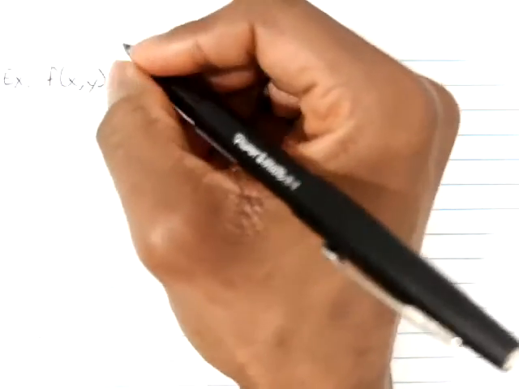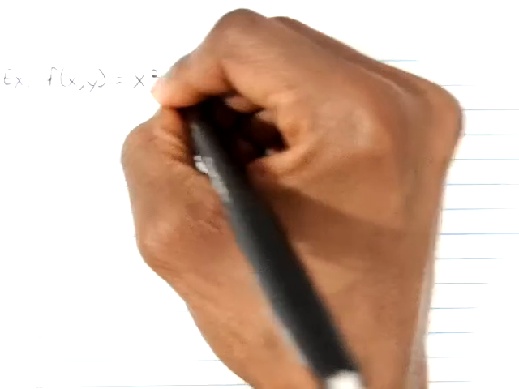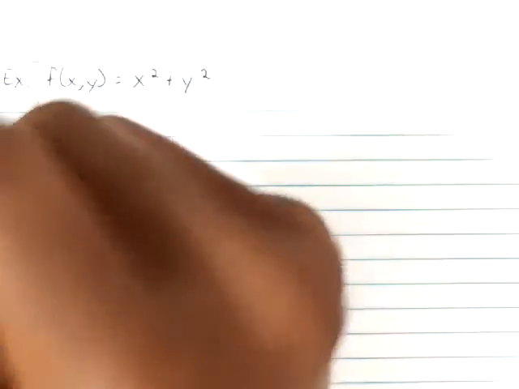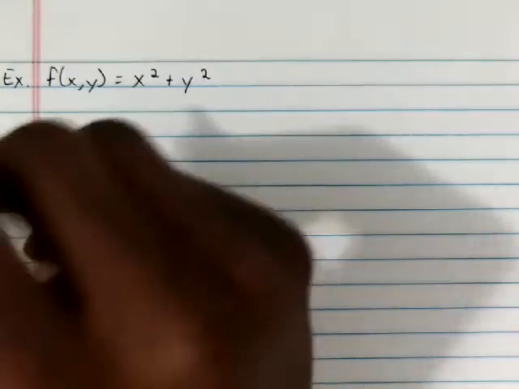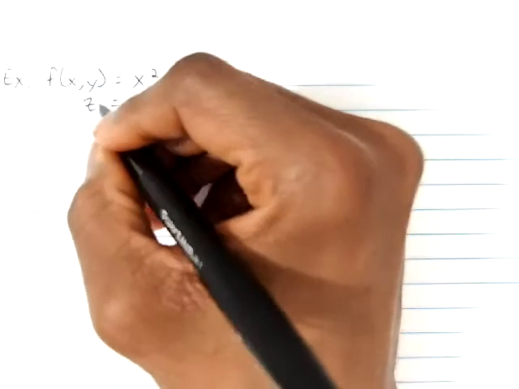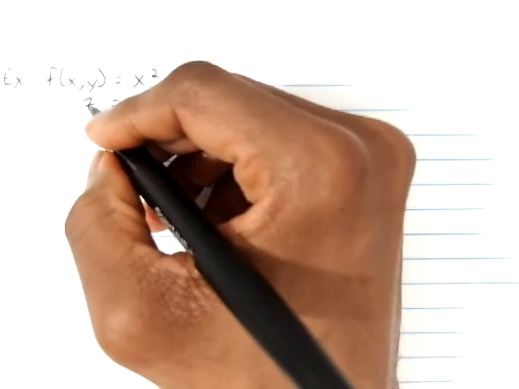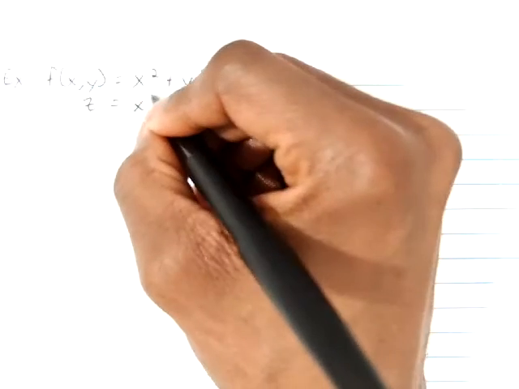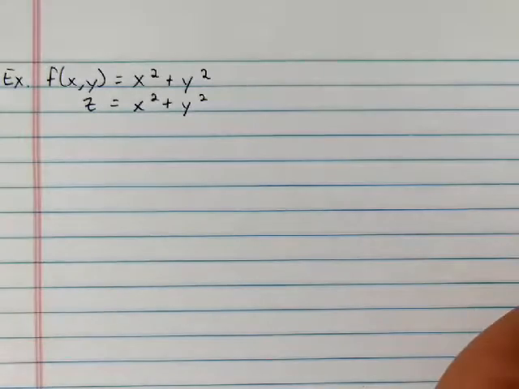So example, f of x, y equals x squared plus y squared. And this is not an example out of the book. This is just an example that I'm giving you all. Or remember, you can also call that z equals x squared plus y squared. Either one of those is fine.